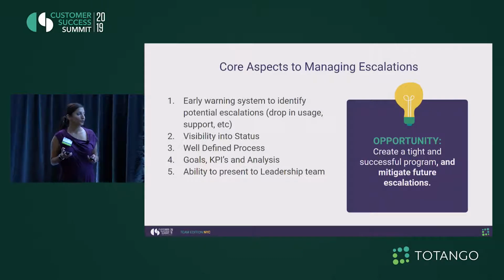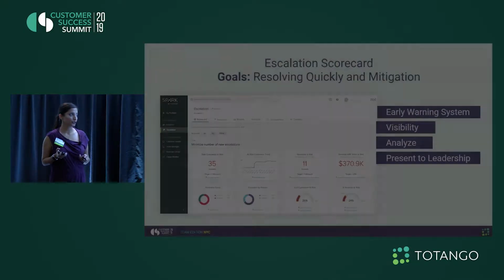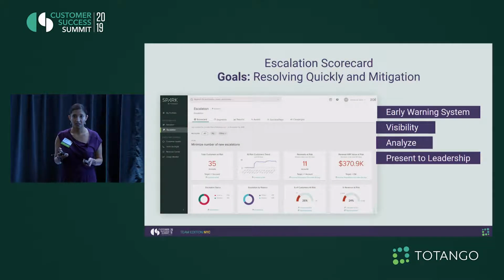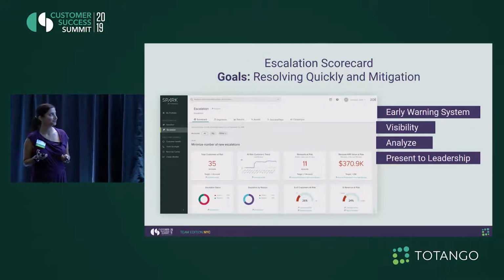And then number 5, you want the ability to present to the leadership team, right? I want to make sure that I have all the information I need so that I can present to my leadership team in a concise and consumable fashion. So the opportunity here is to create a successful program and to mitigate future escalations. And again, let's now talk about how we can actually do that in Totango Spark.